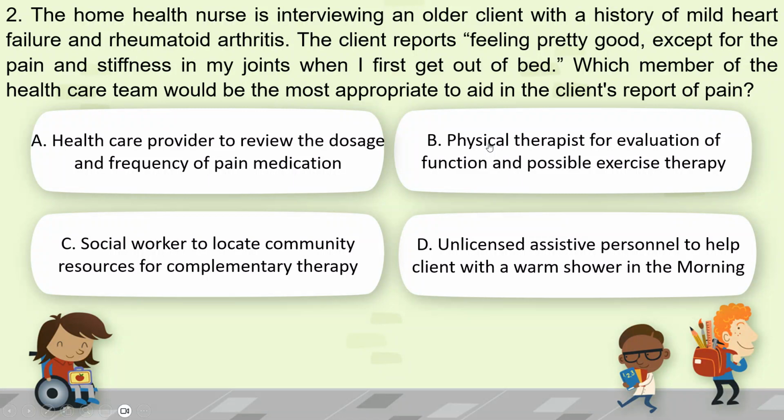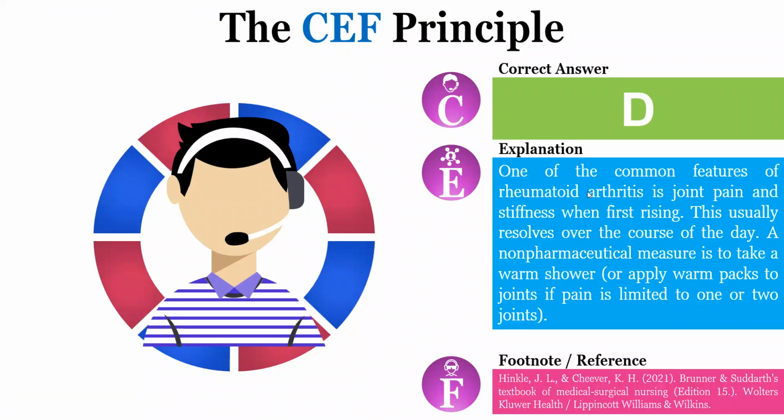Of course, in this question, we talk about delegation. So when we talk about delegation, then we are not talking about the healthcare provider. You're not supposed to delegate tasks with them, and also not the physical therapist and not also the social worker. So the answer for number two is letter D. Our nursing assistant or the unlicensed assistive personnel is actually the one that is needed to assist with a warm shower. So the answer for number two is letter D.